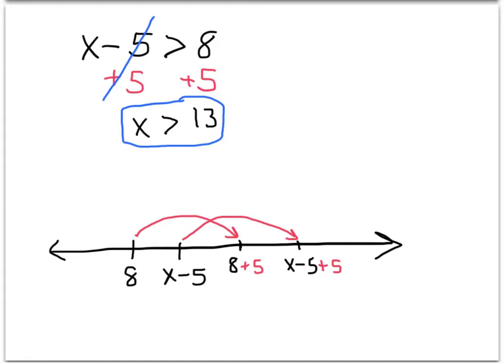Another way that we could describe our answer, instead of using the inequality notation, is we could use interval notation, which, if you recall, the inequality x greater than 13 looks like the interval from 13 to infinity. So this would be another perfectly valid answer to our question. So you should pay attention to the instructions in the problem that you're given. If you're asked to give the answer in interval notation, make sure you do that.